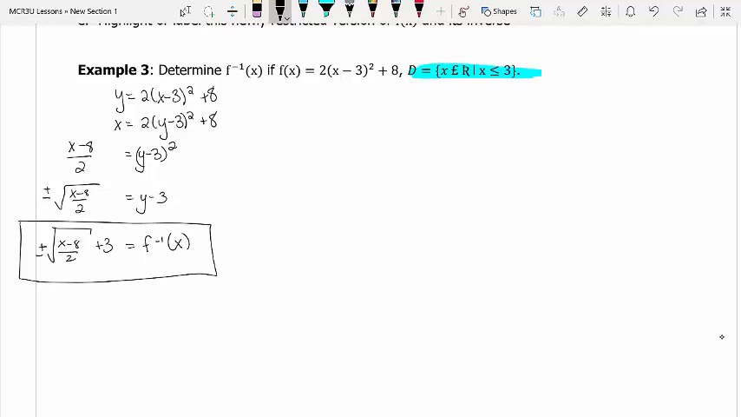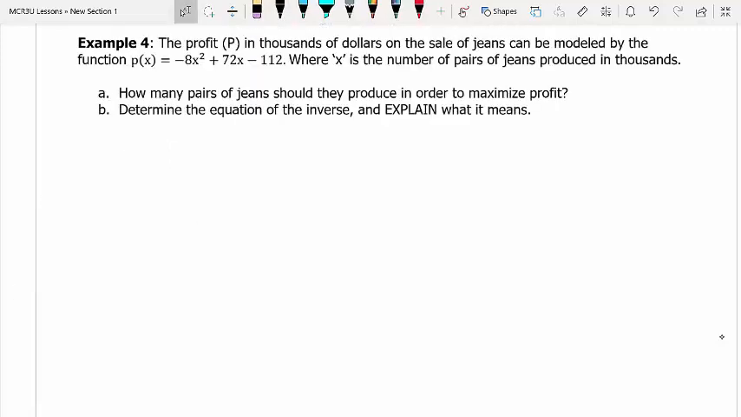Okay, so there's your inverse function. Okay, example 4 is an application question. So the profit in thousands of dollars on the sale of jeans can be modeled by the function p at x equals negative 8x squared plus 72x minus 112, where x is the number of pairs of jeans produced in thousands. So that's important to remember for final therefore statements.